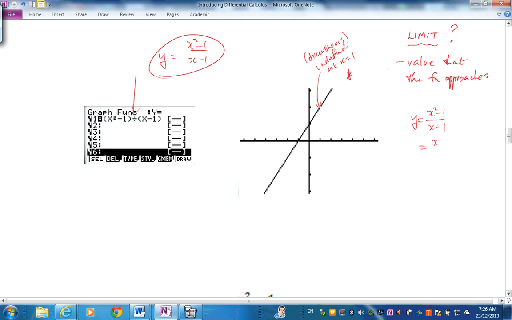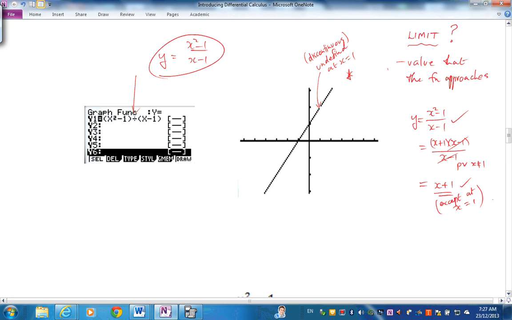So x squared take 1 can be factored to x plus 1 by x take 1, divided by x take 1. And we're allowed to cancel that, what? Provided that x is not equal to 1, isn't it? Otherwise you're dividing by 0, which is not defined in mathematics. So this function, y equals x squared take 1 over x take 1, is really equal to x plus 1. With one exception. Except at x equals 1, where it is undefined.